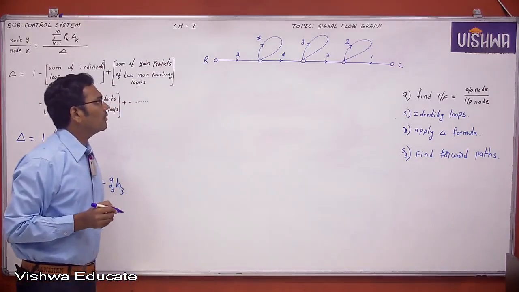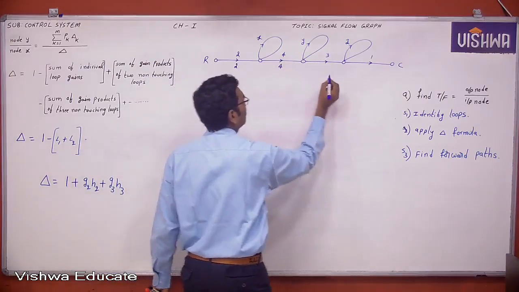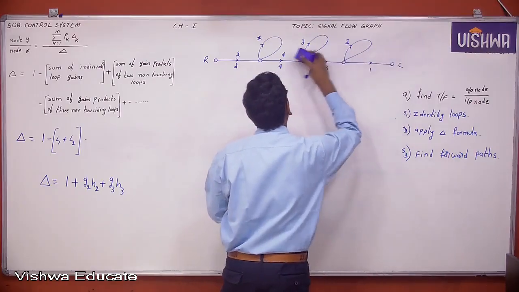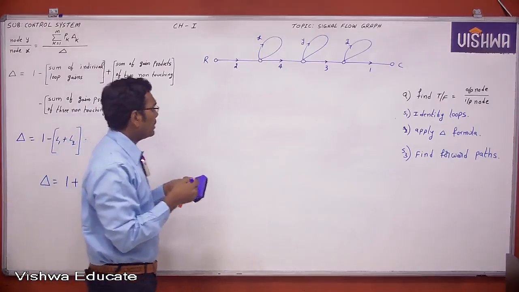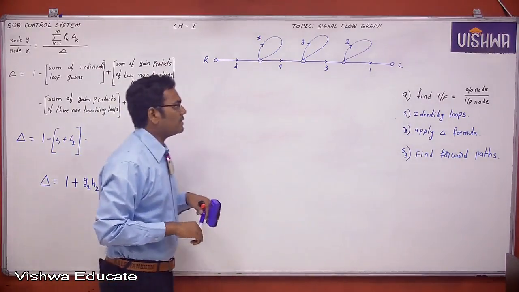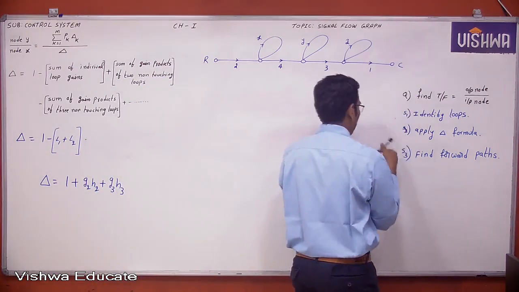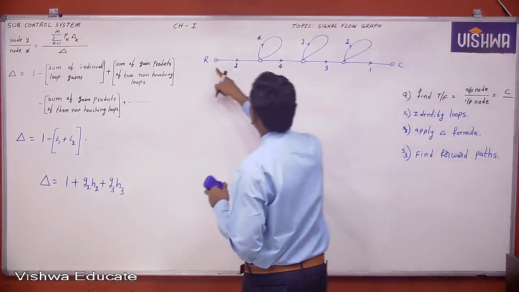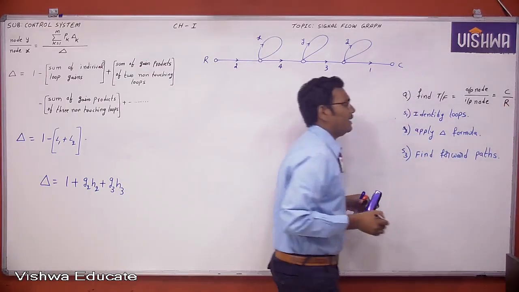Okay, now this is one signal flow graph. Now see here, what is he asking? He is asking to find the transfer function again. What is the transfer function? Output node to input node ratio. Here the output node is represented with C, and the input node, which has only outgoing branches, is represented with R. So we need to find C by R.